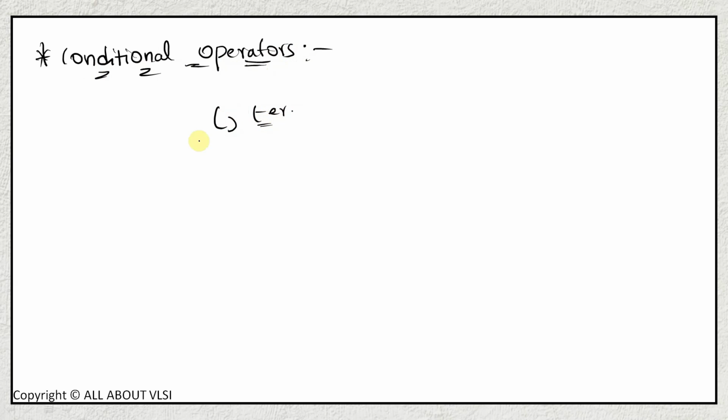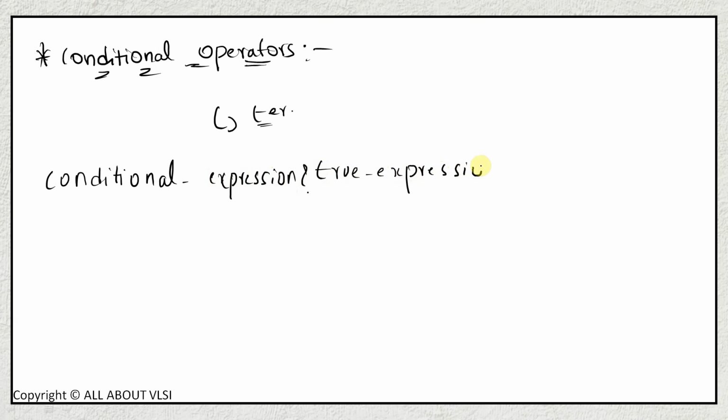Now let us discuss one more group of operators, which are known as conditional operators. So what are these conditional operators? Let us try to understand them. These are also known as ternary operators, because we have three operands, right? In these conditional operators, we check the conditional expression, question mark, true expression, or false expression.